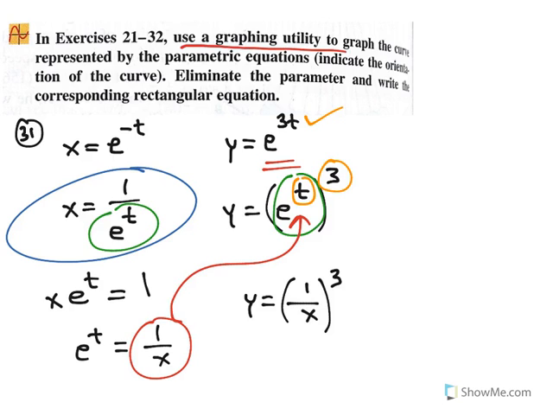Again, I will go ahead and use Desmos to show you what the curve would be. When we graph it using Desmos, we can also see the orientation of the curve.